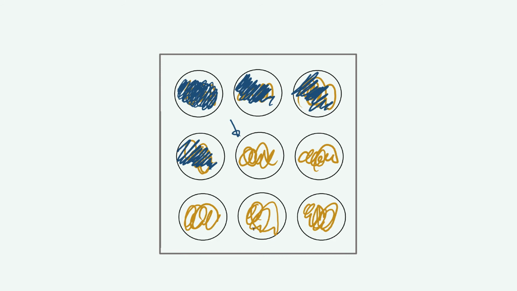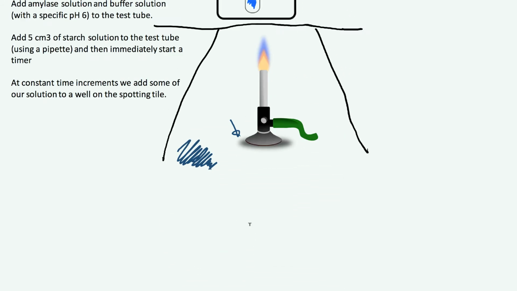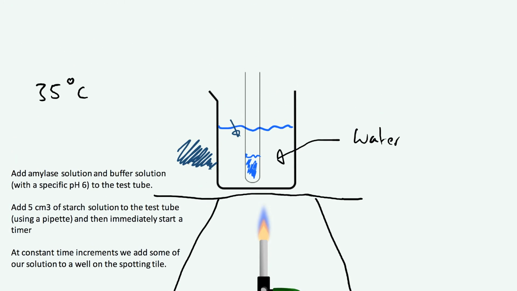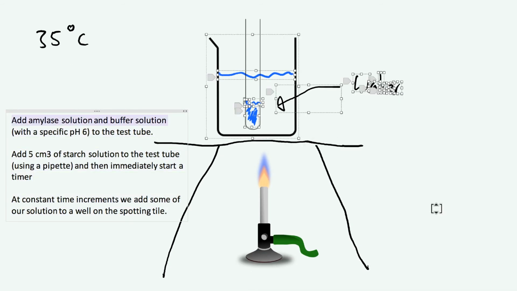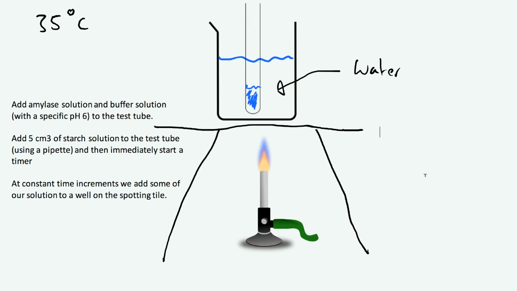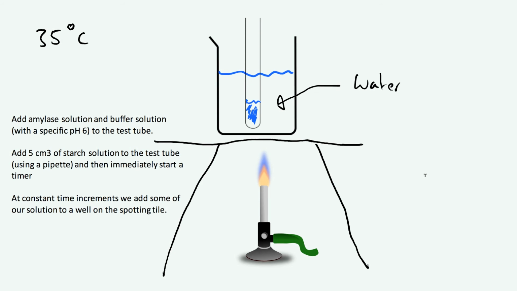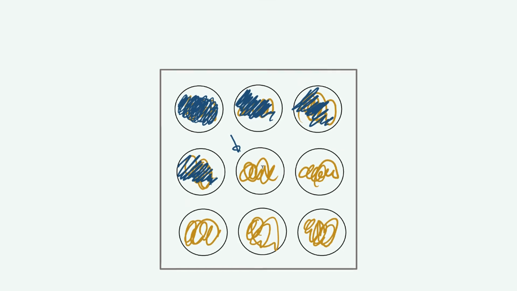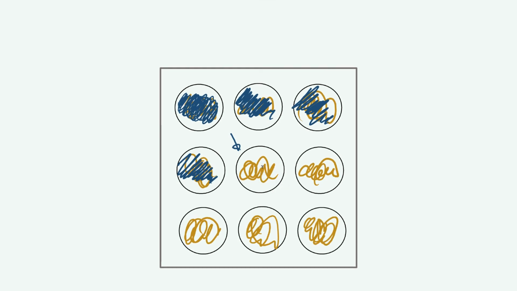Now, what we would do then is repeat this entire process. Sorry, the screen is messing up here. There we go. We'd repeat the entire process at different pH values, and we'd see how long the reaction takes at each one, right? And then the fastest one, so when we achieve an orange color quickest, that would be our optimum pH, because that reaction has happened the fastest.